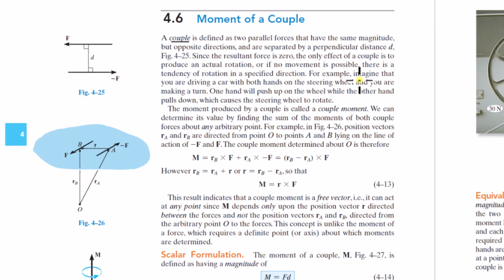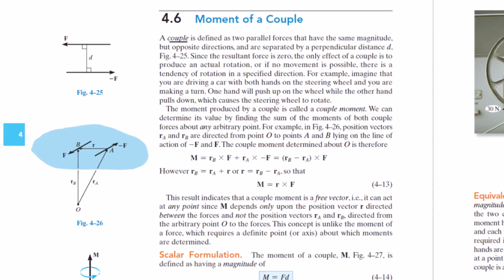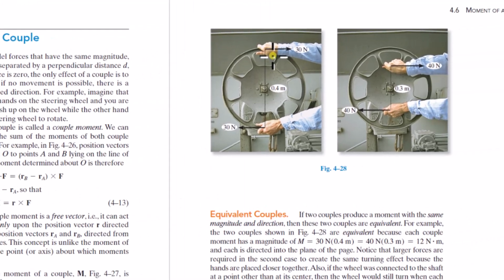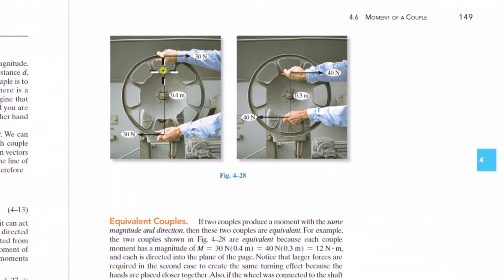For example, imagine that you are driving a car with both hands on the steering wheel and you are making a turn. One hand will push up on the wheel while the other hand pulls down, which causes the steering wheel to rotate. So if you look here, that's a couple moment, right? Parallel forces, one in one direction, one in the opposite direction, separated by a distance. Here's another couple, but the distance between them is less, but the forces are higher. So I'm assuming this must be an equivalent couple. Yeah, because we're talking about equivalent couples. Well, okay, we'll get to this in a second.